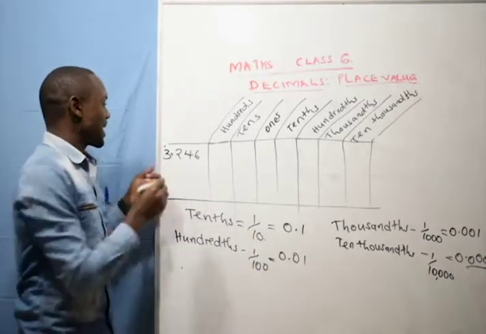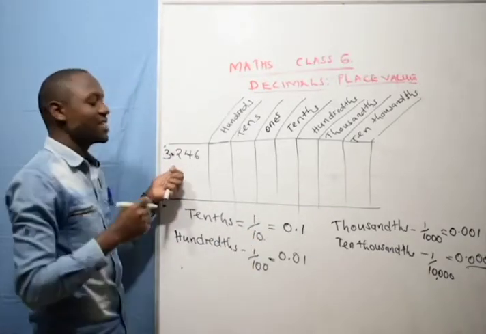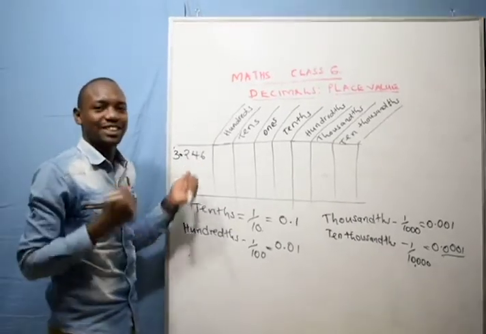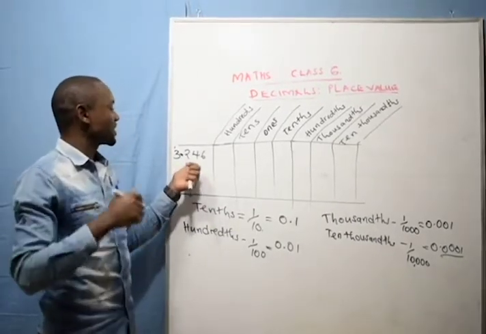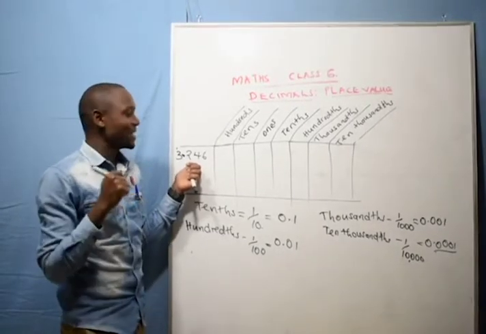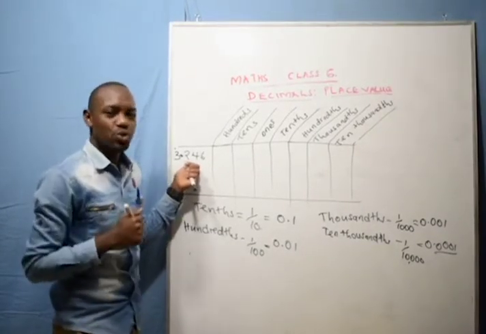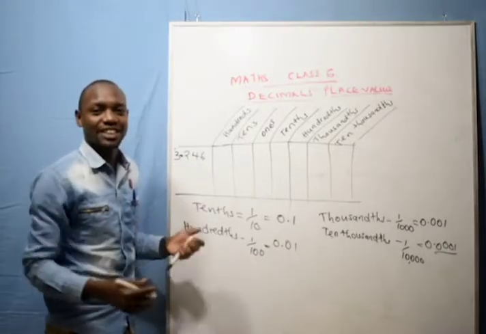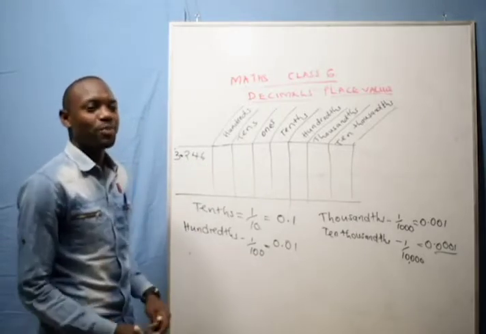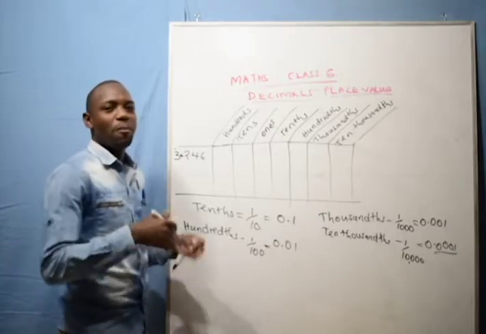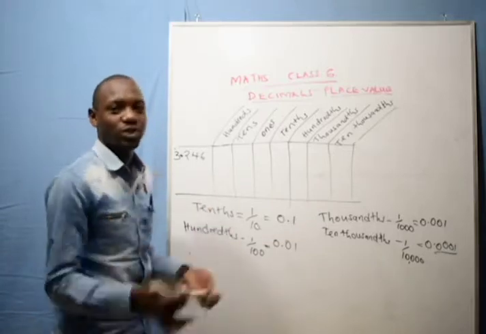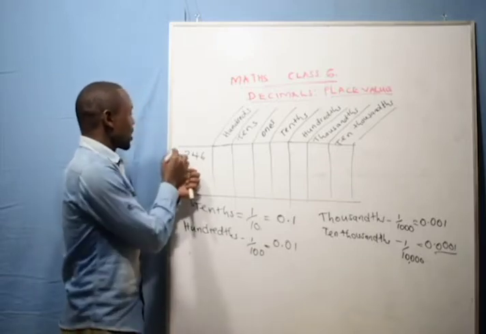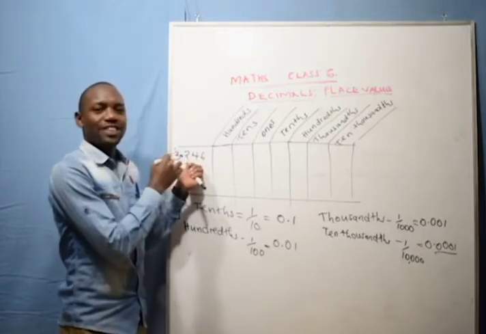For example, this number, 3.246. We don't say 3.246 as three point two hundred forty-six. We read each number individually. 3.246, not 246 as most of you usually say. 4.12. We don't say 4.12 as four point twelve, we say 4.12 digit by digit. So let's look at the place value of these digits.